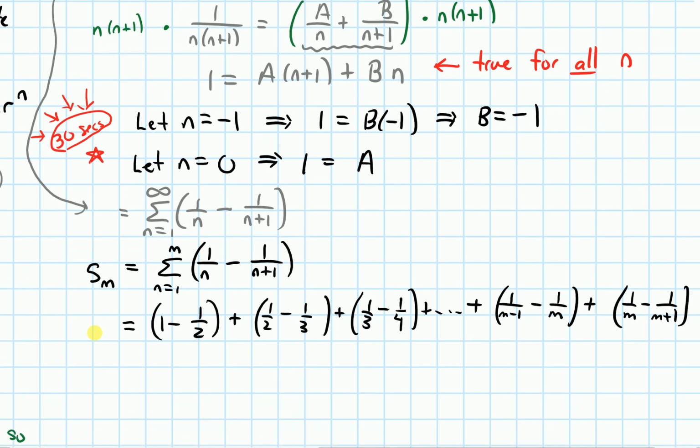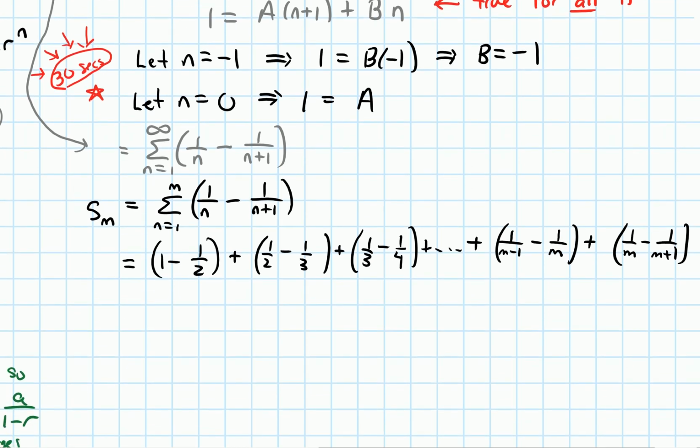Looking at this, a bunch of terms cancel. This minus 1/2 cancels that positive 1/2. Minus 1/3 cancels that 1/3. This minus 1/4 is also going to cancel. These 1 over m's are going to cancel at the other end. 1 over m minus 1 would cancel with whatever came before that. And everything in the middle also cancels. What we're left with is just what survives. There's this 1 that survives, and there's this minus 1 over m plus 1 that survives. So we get 1 minus 1 over m plus 1.